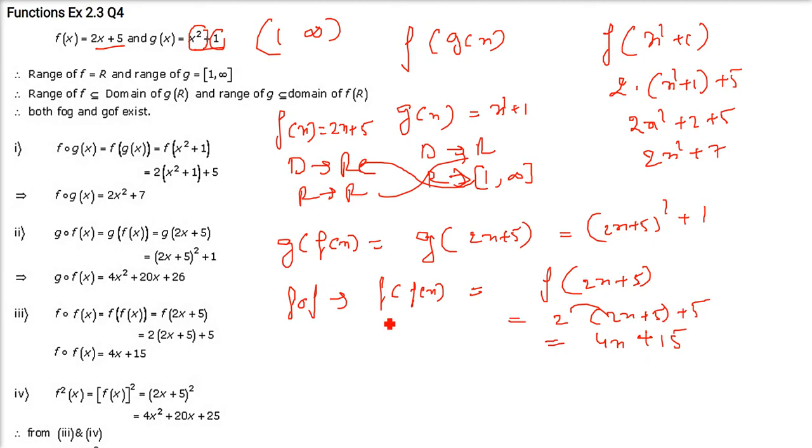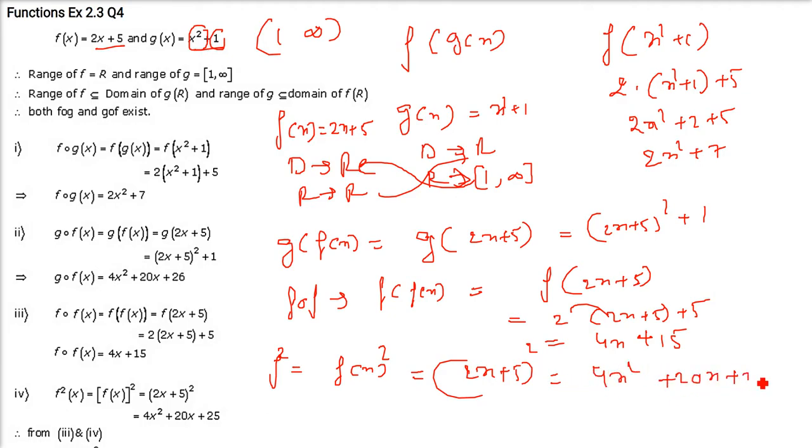Now f square x is simply f square x. You have f square. f square is what? f(x) whole square. So you have (2x plus 5) whole square. And what is (2x plus 5) whole square? a square plus b square plus 2ab. Just use this formula. 4x square plus 20x plus 25.